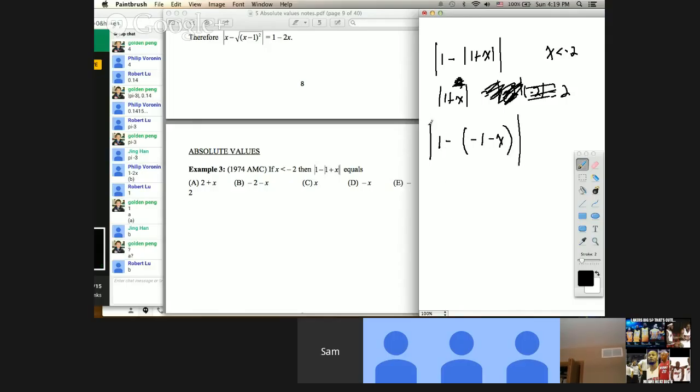And then now that you know this, see if you can solve this, now that I've given you a hint. This is what it looks like now. It looks like the absolute value of 1 minus parentheses negative 1 minus x parentheses. So see if you can solve it from here.